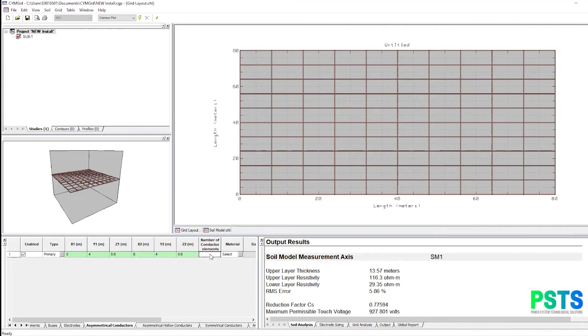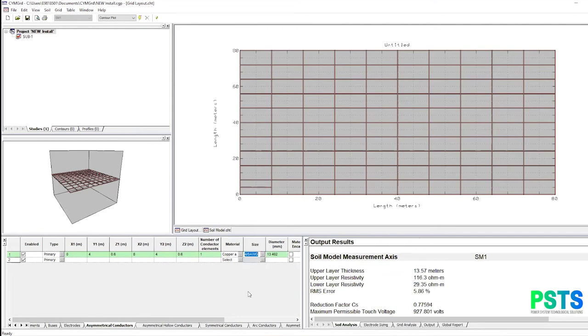So number of conductors, let's say this is one, and for material we used this one. So I have this conductor. Now that you've done one, you can come here, copy, right click, and paste. But here you have to change: X1 is 4, Y1 would be 0, and X2 would still be 4, but Y2 will be 8. So we've done this little thing here.